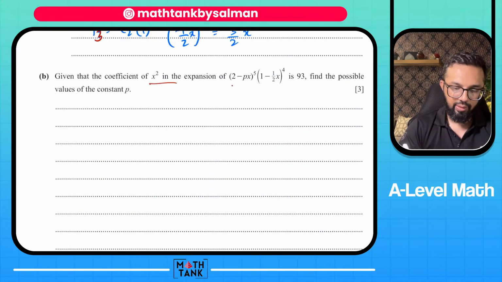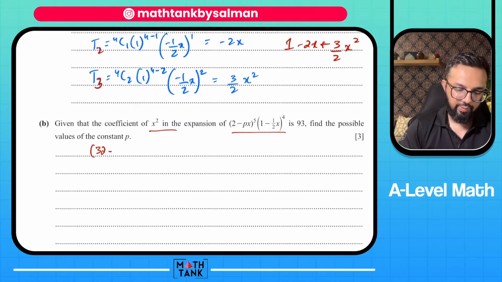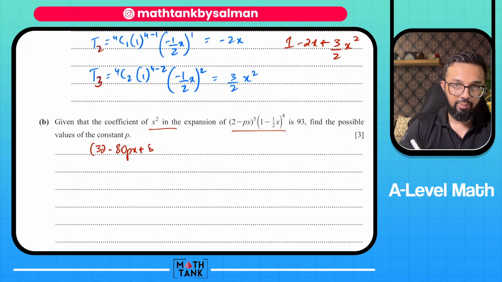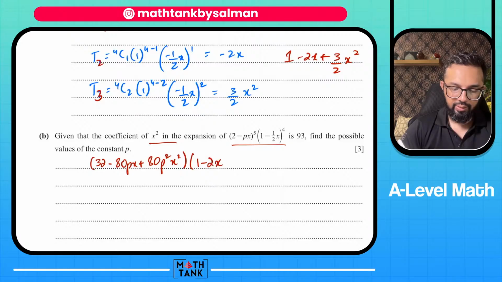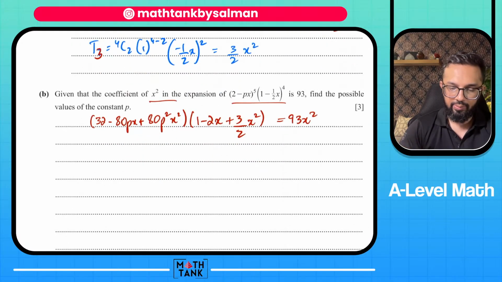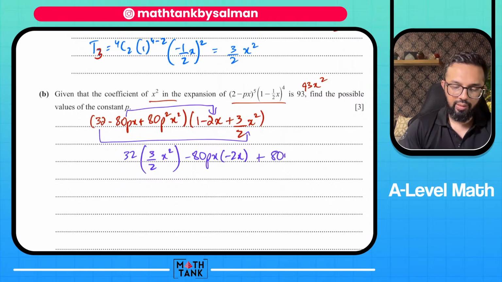Okay, given that the coefficient of x squared in the expansion of both of these, so both of these are multiplied together. Let me just first write them. Minus 80px plus 80p square x square and 1 minus 2x plus 3 over 2x square. The coefficient of x squared is 93, so 93x square. What am I looking for? The coefficient of x square only, so 3 over 2 multiplied by this, minus 80px multiplied by this, plus 80p square x square multiplied by that.